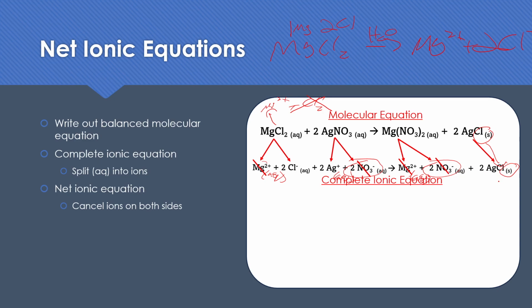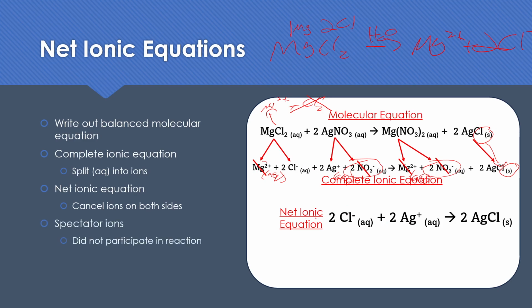So they changed state, so they're going to be different. Okay, so when I rewrite that, I have 2 chloride plus 2 silver gives me 2 silver chloride. And that's my net ionic equation. In essence, this is what actually happened. And then the magnesium and the nitrate, the ones that canceled out, are what are called my spectator ions. They did not participate in the reaction.